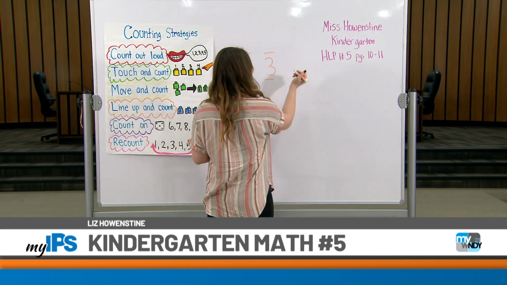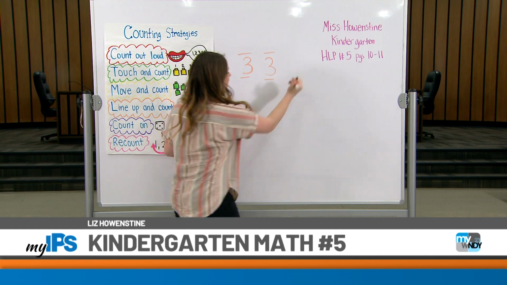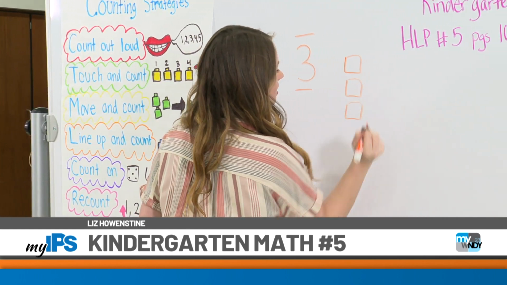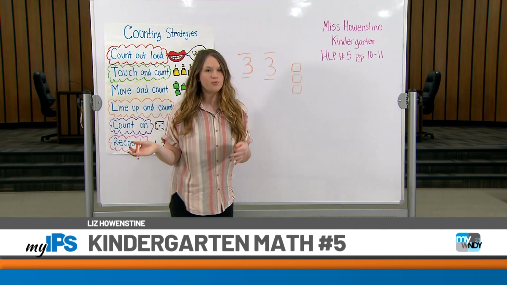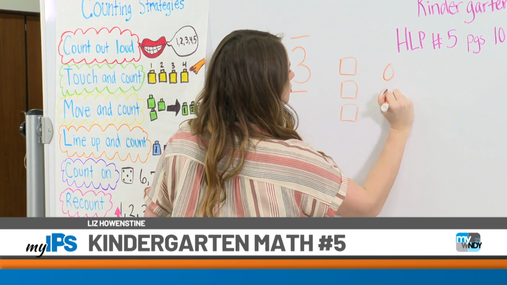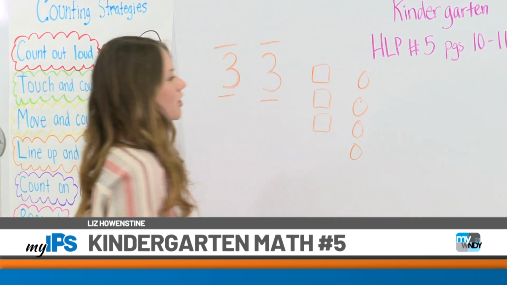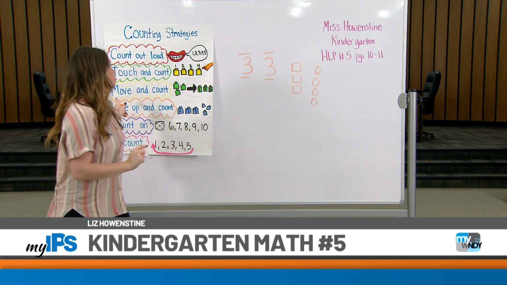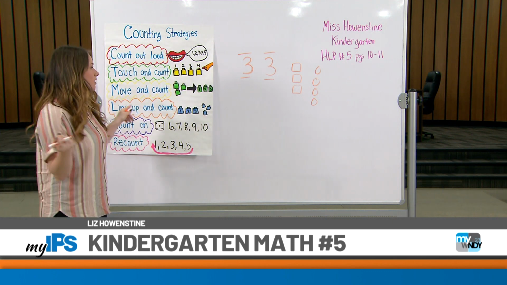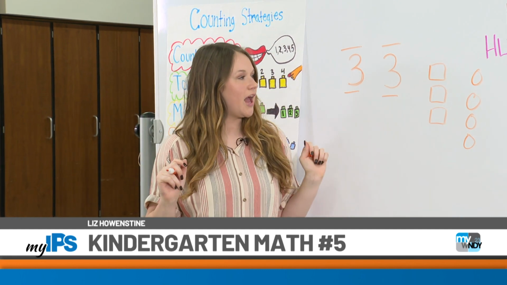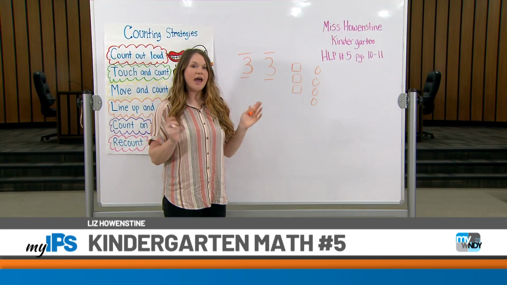All right, so then you have a bunch of objects. Let's say we have squares. I'm going to draw some squares. And then you have another group of objects that may be circles. Okay, so we're going to draw circles. All right, so if our number is 3 and we use a counting strategy that we want, we can touch and count. So let's see, which group, the squares or the circles, have 3?